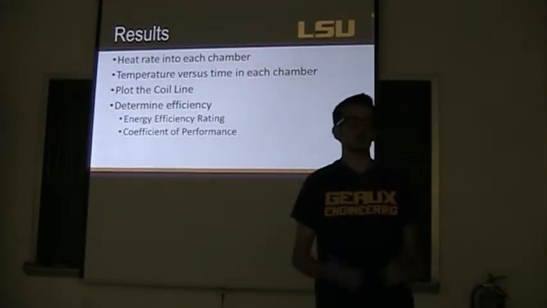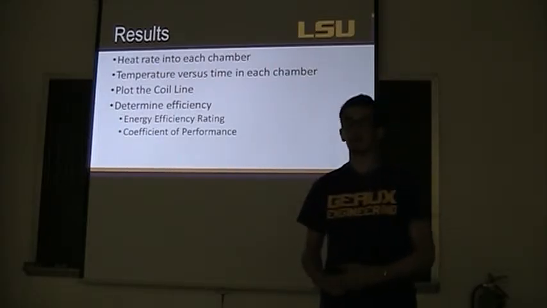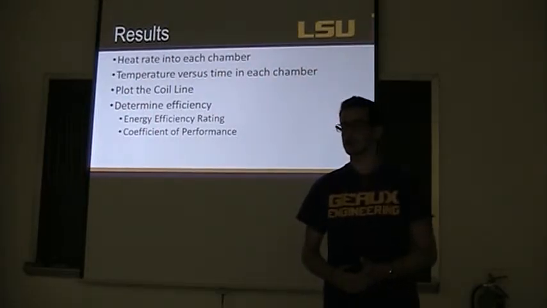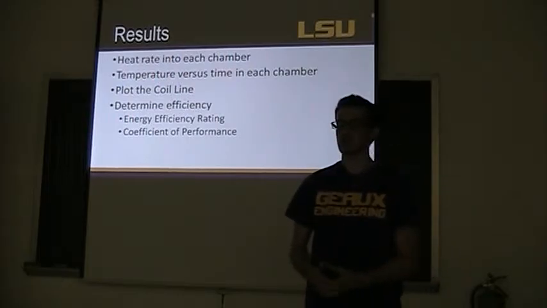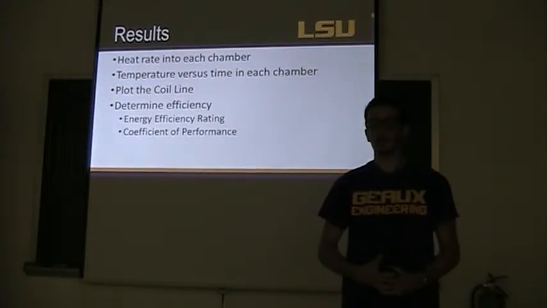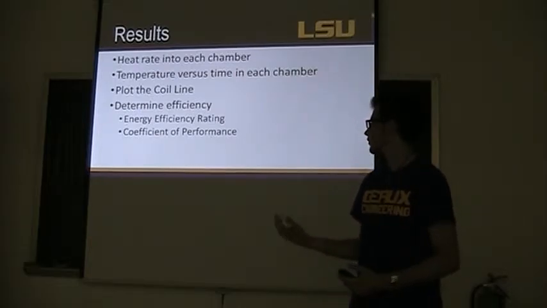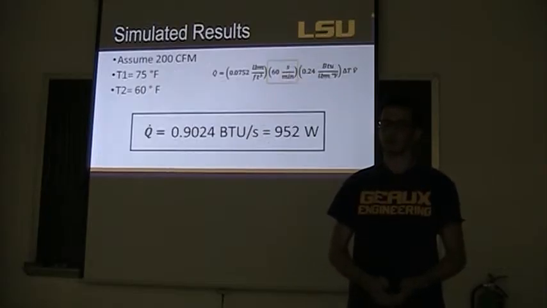So for the report for this experiment, what do you expect to get? The first is we want the heat rate into each chamber. Second, we want to be able to plot temperature versus time in each chamber. And we want to plot something called the coil line. Then we want to determine the efficiency of the system by using two of the properties I described earlier, the energy efficiency rating and the coefficient of performance.